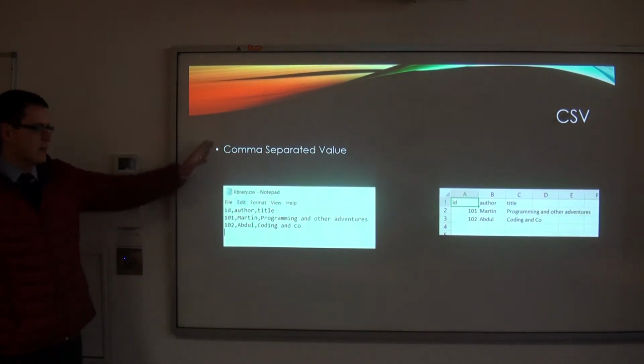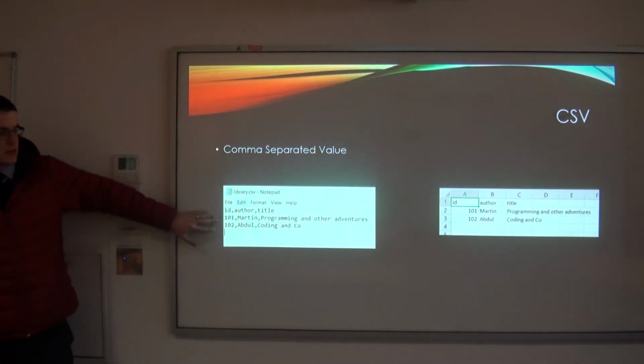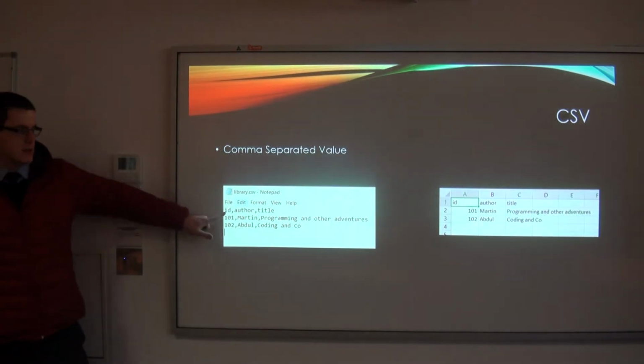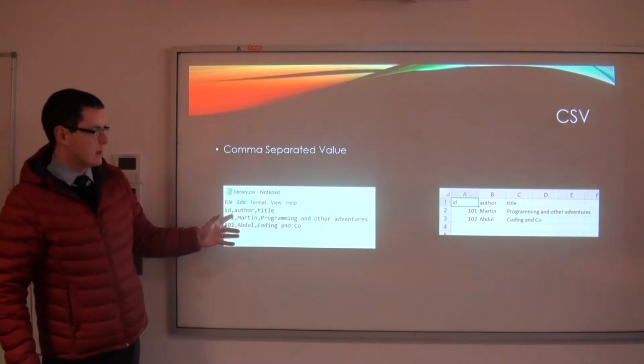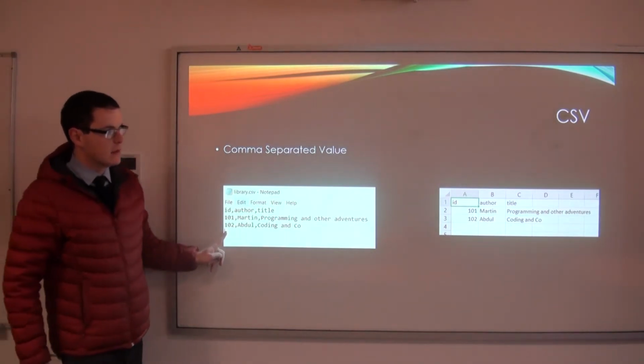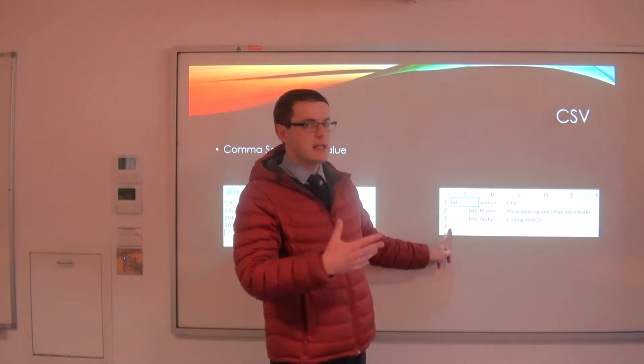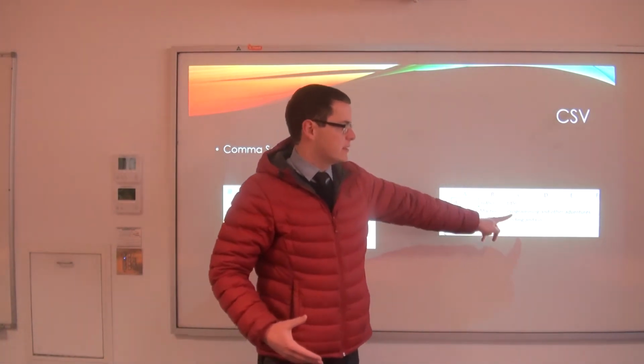Okay, CSV files, basically you open it in Notepad and you can see the data is just separated by commas. The values are separated by commas, okay? So in Notepad it looks like this. You open it in Excel, and Excel understands the structure and puts it in nicely like this, okay?